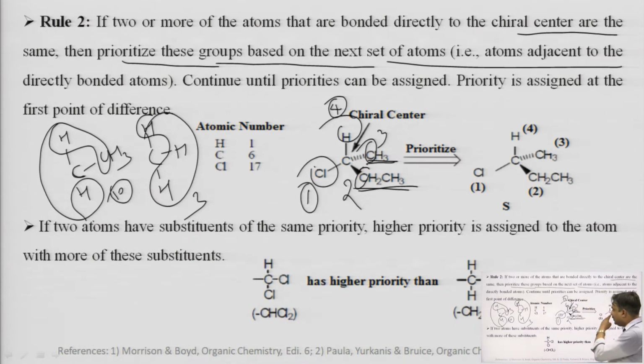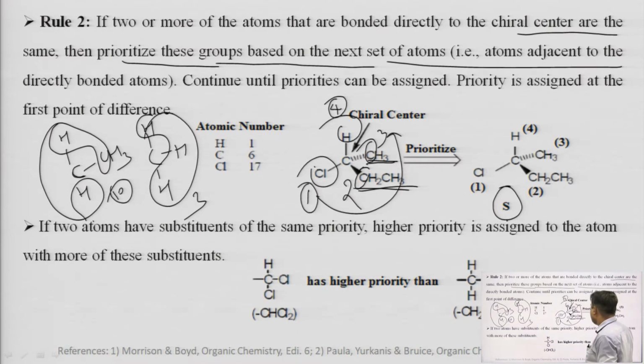Okay. Now, again we have to follow the same procedure. We keep the group of lowest priority away from the observer, away from my eyes, and observe the rotation of my eyeballs from the group of highest priority to the group of lowest priority, that is third. So, it is anti-clockwise. So, we assign S to this particular molecule. Okay.